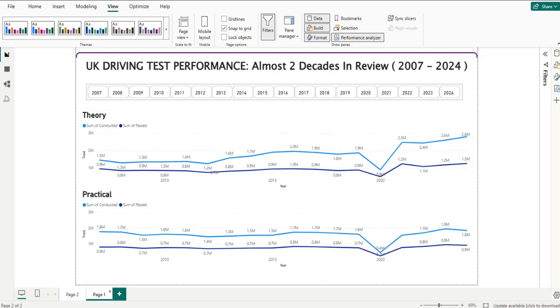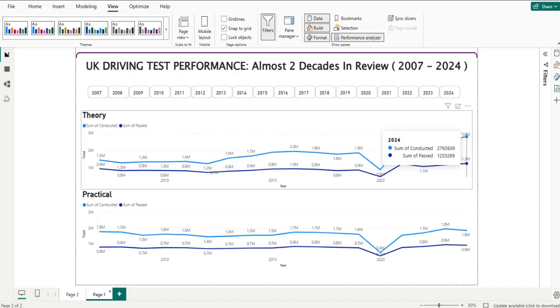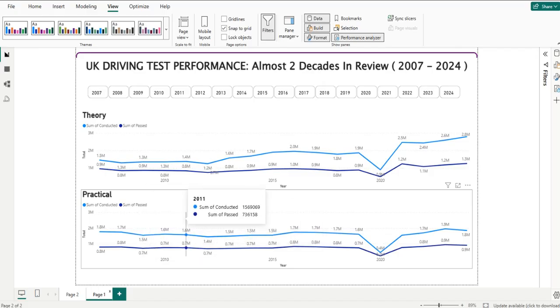So this is what we currently have. Now, this is UK driving test performance. The chart at the top here shows the theory performance. The chart at the bottom here shows the practical performance, all the way from 2007 till 2024. I did have the theory information for 2025, but as of when I downloaded the data, the practical information for 2025 wasn't available. And to make sure they align, I just kept it to 2024.